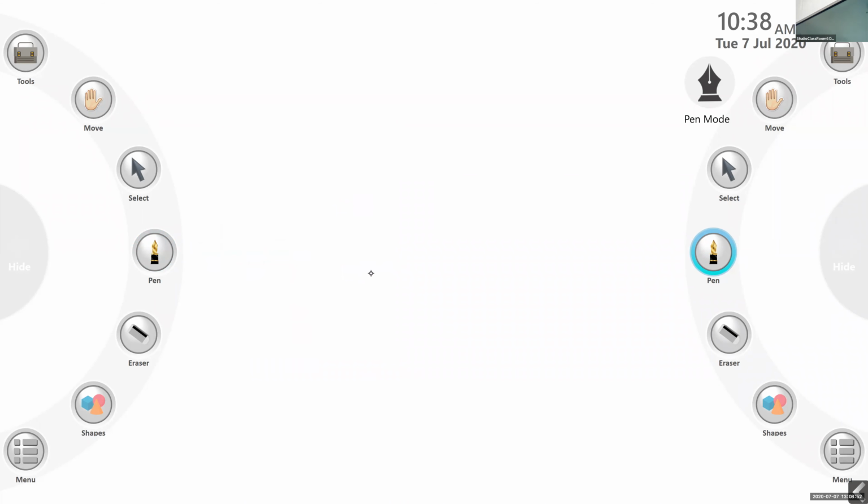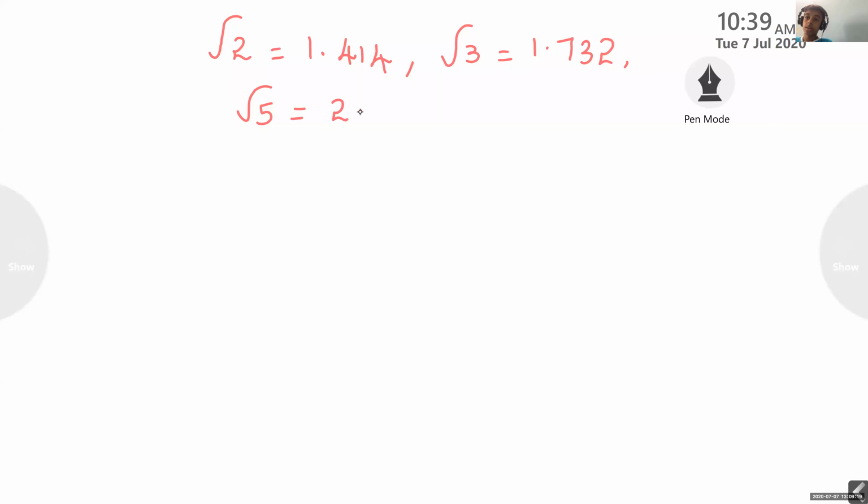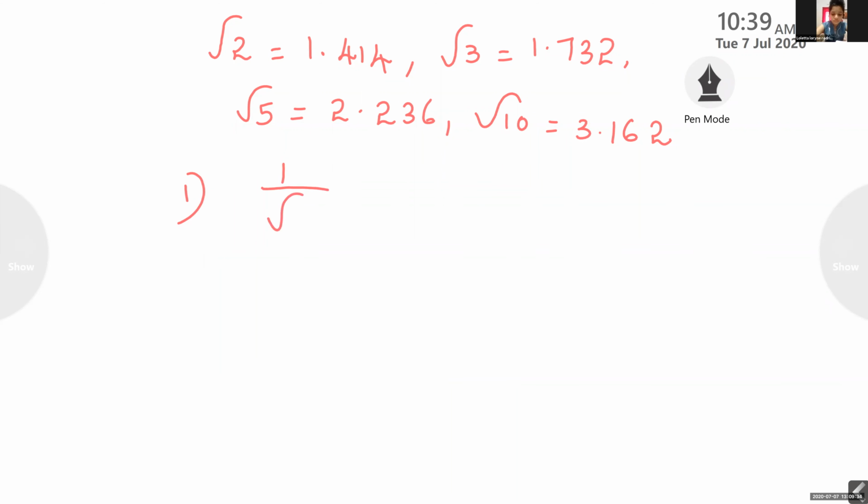So our question is, shall I write the question? Root 2 equal to 1.414, root 3 equal to 1.732, and what is root 5? Root 5 equal to 2.236, and root 10 equal to 3.162. First question, find the value of 1 by root 2.